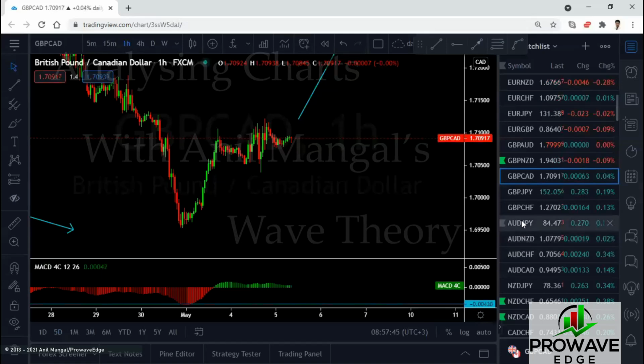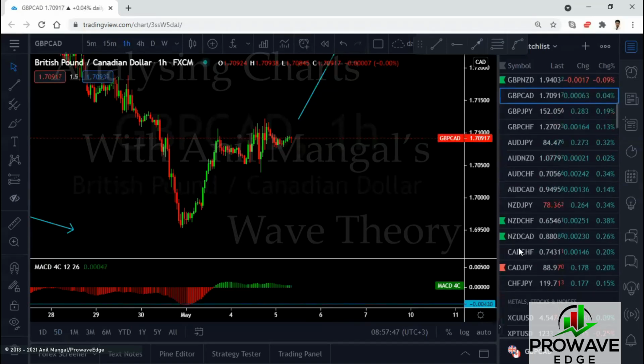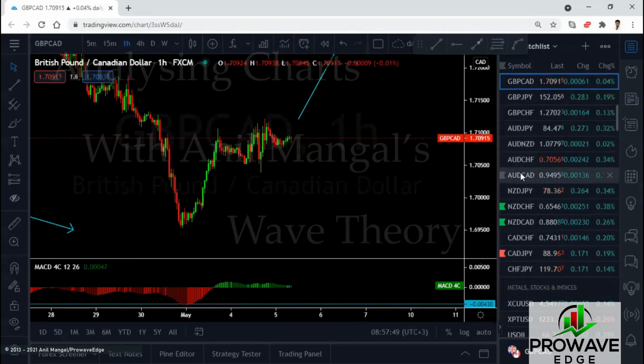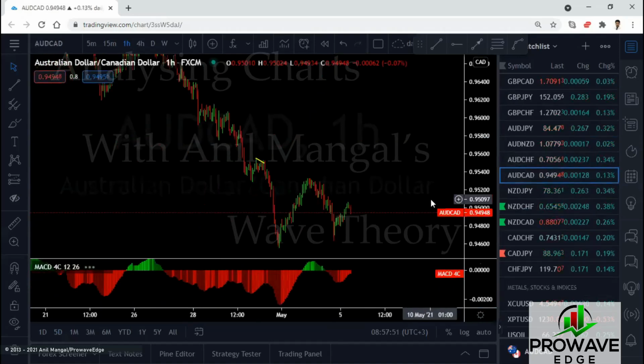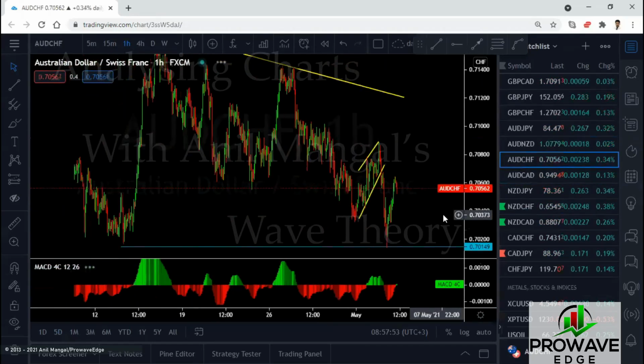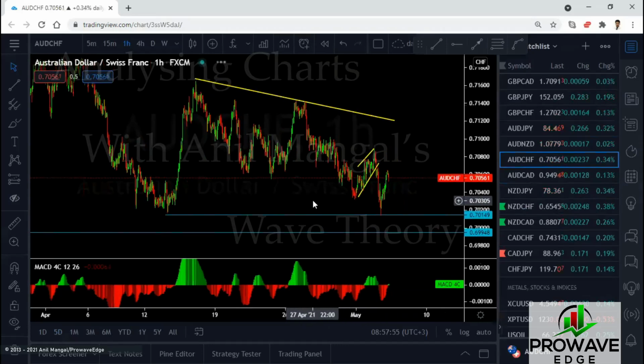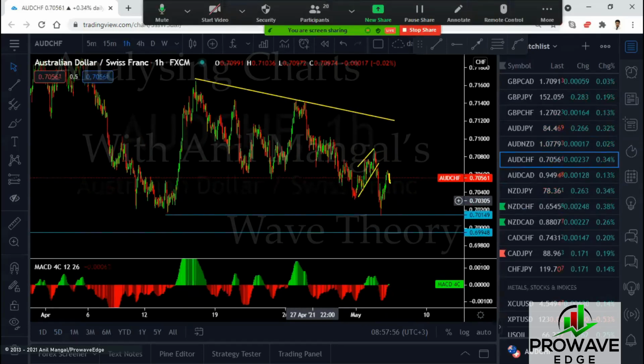Let's see. Swiss, Pound Yen, I don't know, we're not looking for anything in those. Aussie CAD, I think. No, Aussie Swiss. Yeah, Aussie Swiss, you're looking for a buy setup. This is a good one. This has a buy setup here.